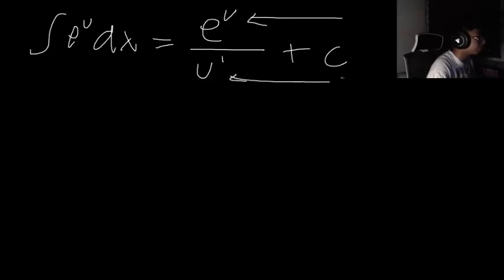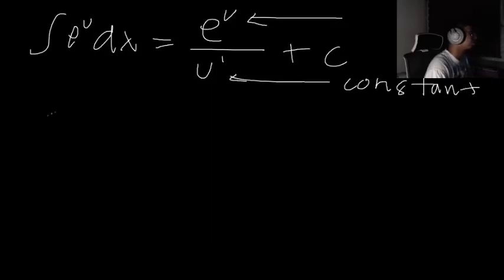Let us try to integrate exponential functions, where the antiderivative of e to the u dx is equal to e to the u divided by u prime plus c. This will only work if u is linear, or u prime is a constant. I'm going to give some examples for you to understand.